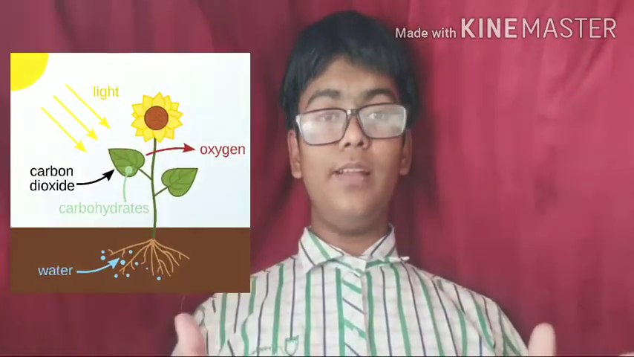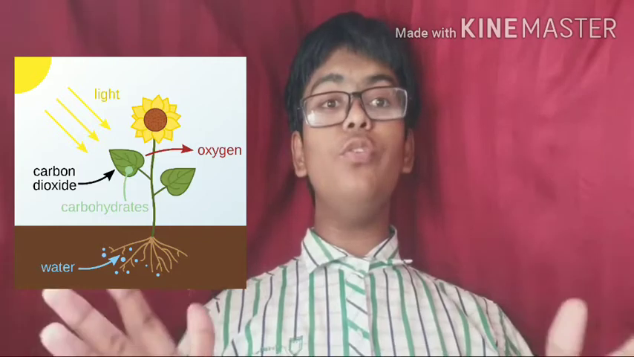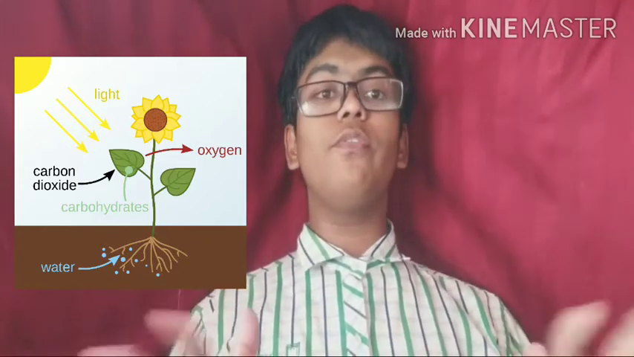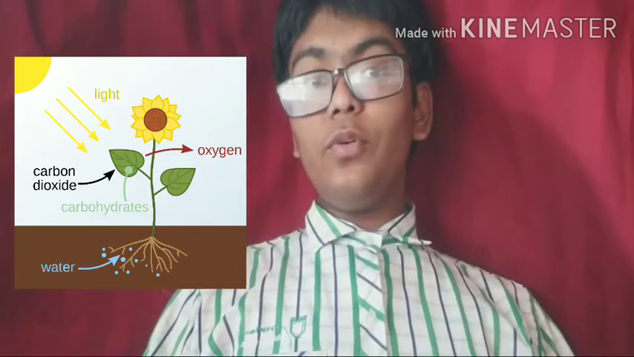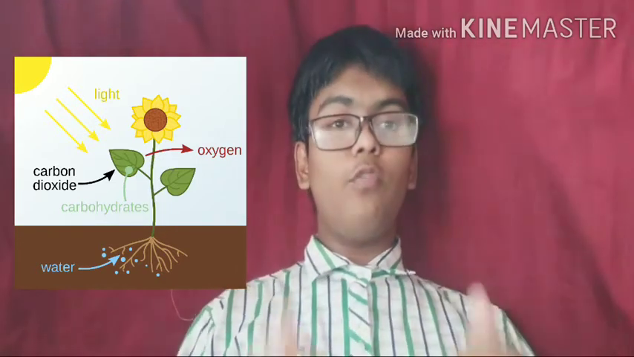Hello everyone, today let us learn about the first chapter of biology, which is transport in plants. We all know that plants produce their own food by the process of photosynthesis. Now, what are the ingredients for this photosynthesis? Yes, water, carbon dioxide, etc. Now, water is absorbed only by the roots and the food is produced only in the leaves.